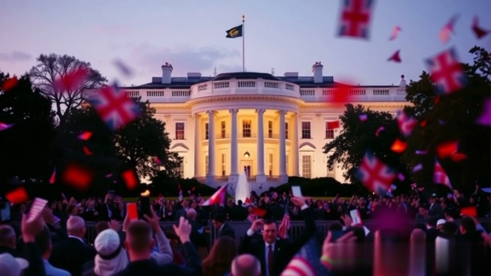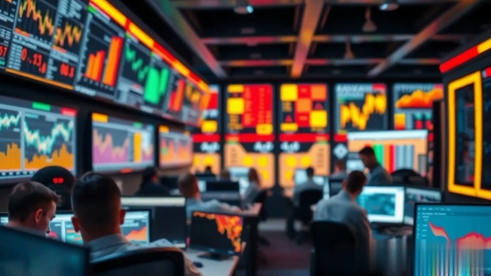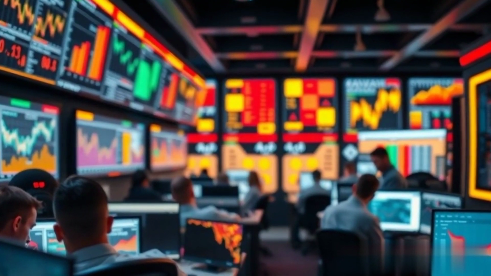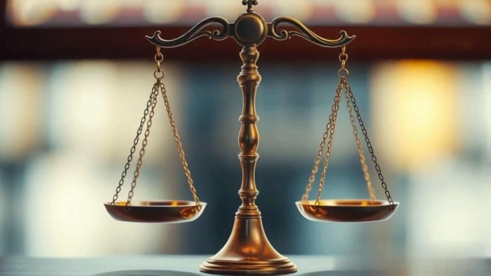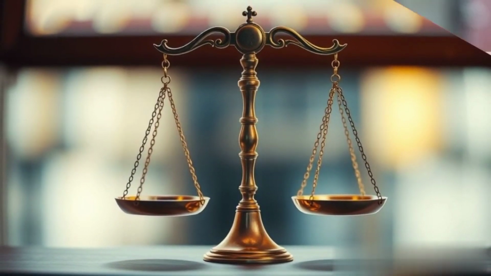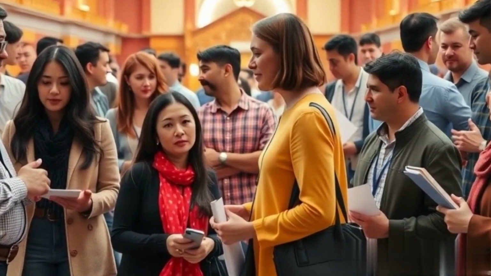From the first campaign rally to the final vote count, the U.S. election process is a well-oiled machine of strategy, data, and human effort. While it may seem straightforward, there's an intricate web of systems and forces at play that determine the future of the nation. Despite its flaws, the U.S. electoral system remains a testament to the resilience of democracy.